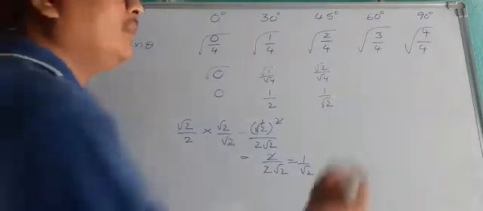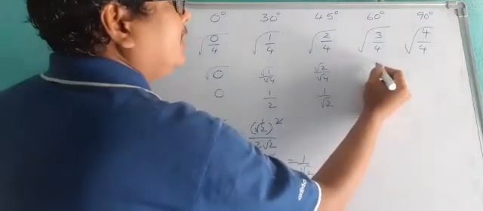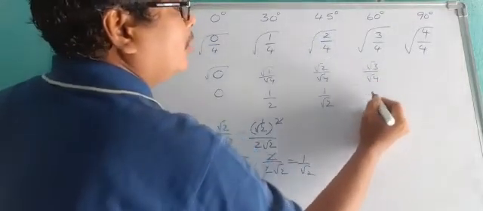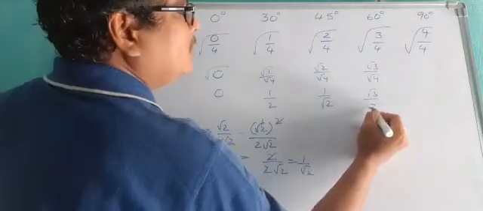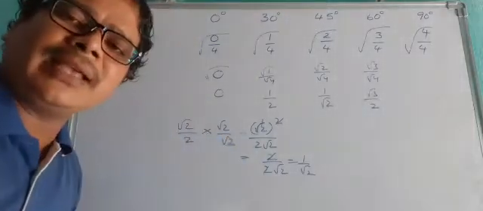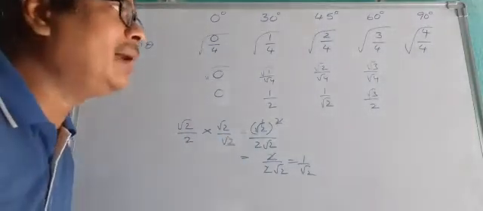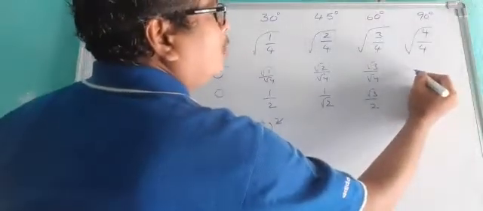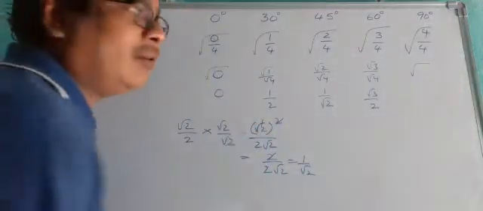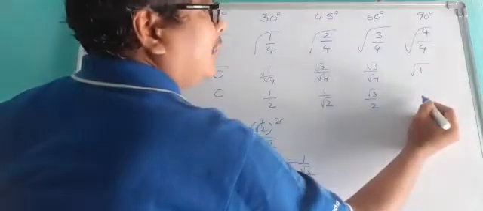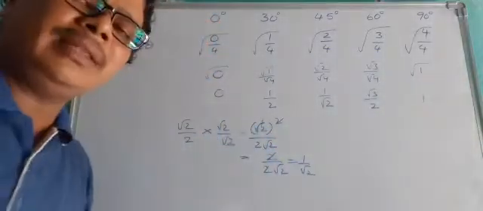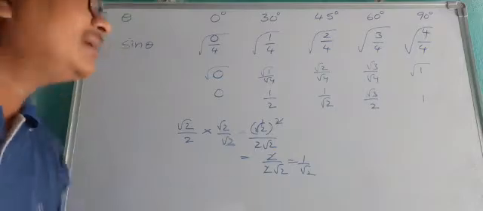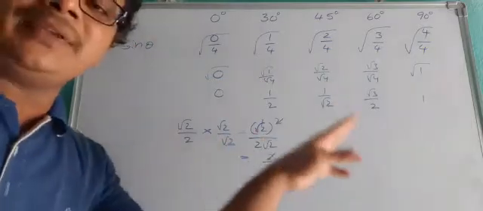Another one is root 3 by root 4, which is root 3 by 2. So the value of sine 60 equals root 3 by 2. And root 4 by root 4, 4 by 4 equals 1, and root 1 equals 1. So these are the values of sine theta with specific angles.